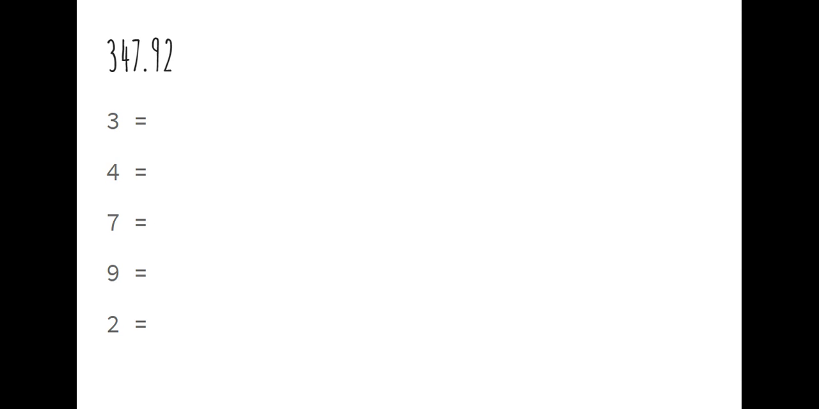Keeping that in mind, I want you to try this one. What does each digit represent in this number? Okay, so the 3 is the hundreds place. That represents 300. The 4 is in the tens place, so that represents 40. The 7 is in the ones place, so that just represents 7. The 9 is in the tenths place, so we would write that as 0.9. And then the 2 is in the hundredths place, so that would be 0.02.